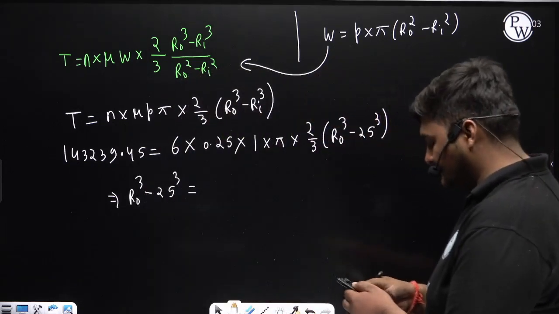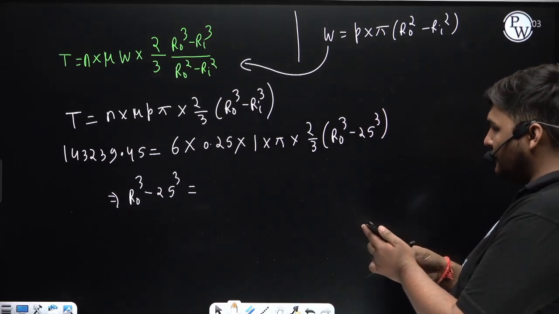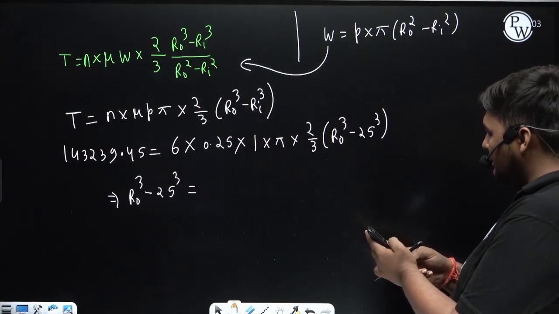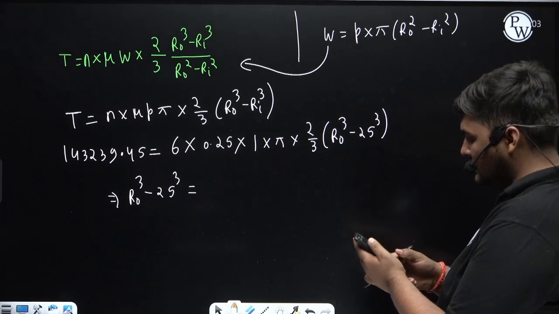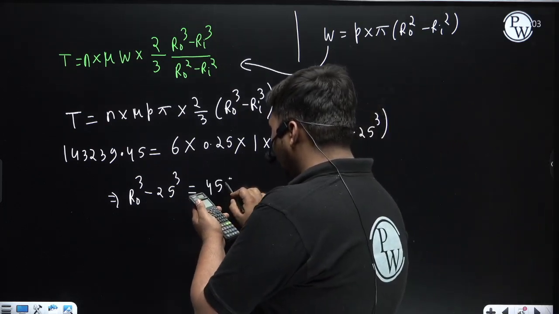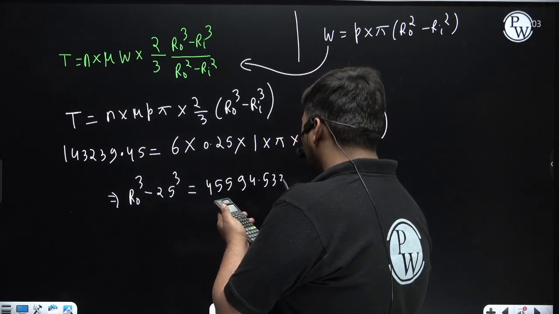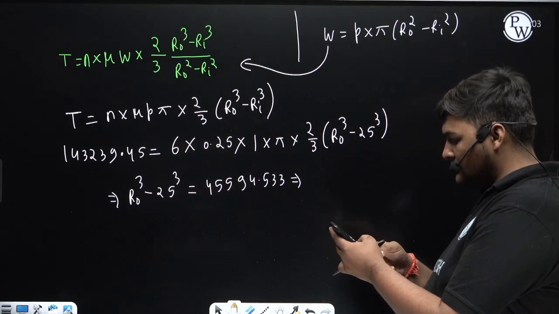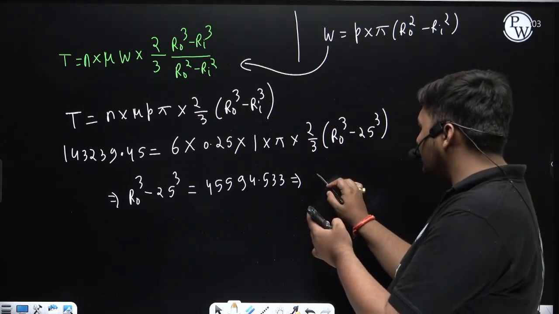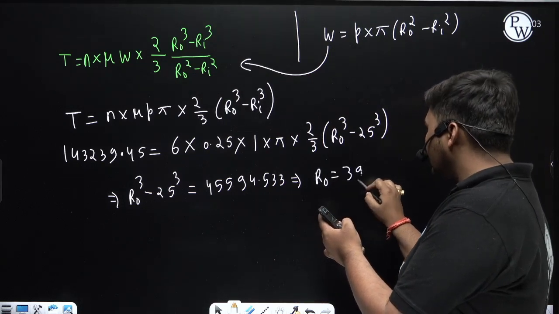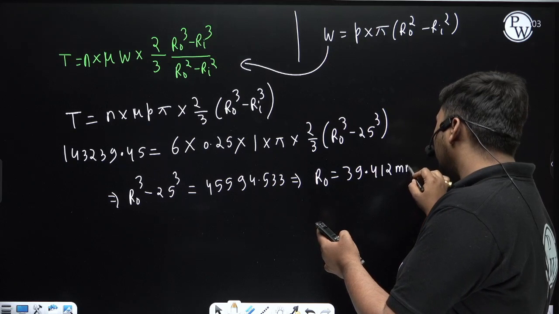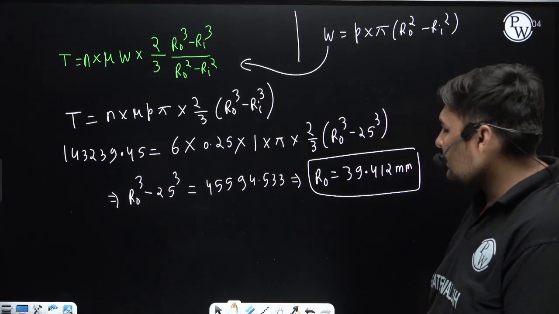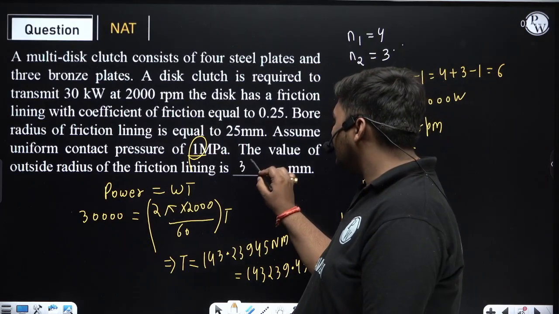Expression will come 143239.45 divided by 6 divided by 0.25. It is coming 45594.53. From this, if you will calculate the value of r naught, it is simple mathematics. You can check the calculation, it is your part. R naught is coming 39.412, that is the outer radius of friction lining.